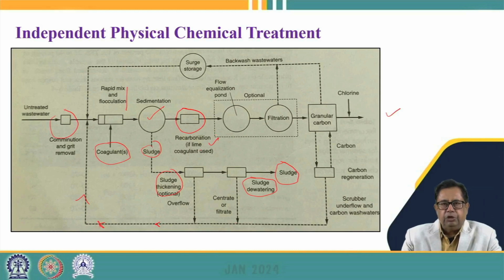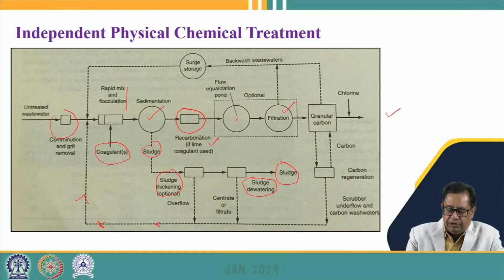After the neutralization process, that is the recarbonation process, we take the wastewater to the flow equalization pond, and after the flow equalization pond, the water may be taken to filtration, where the filtrate, or the backwash waters if we have them here, may go back to the influent.